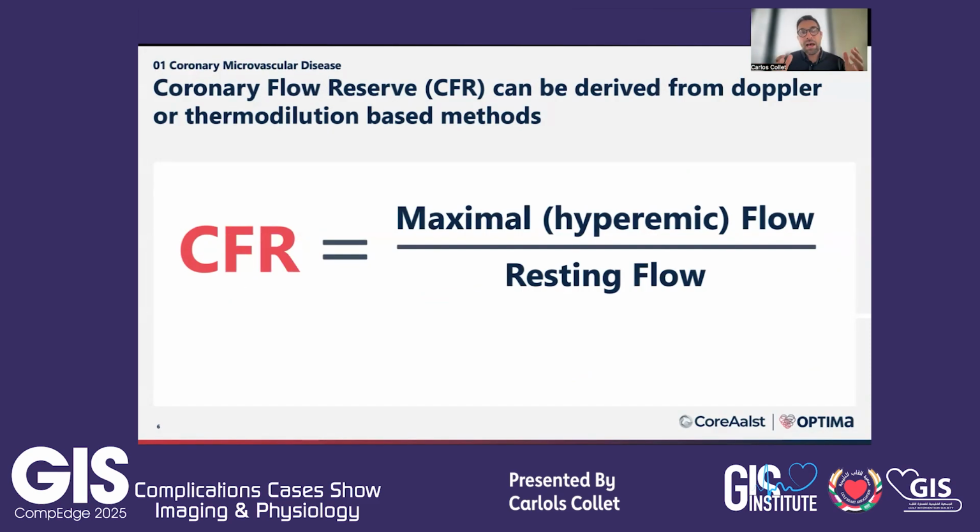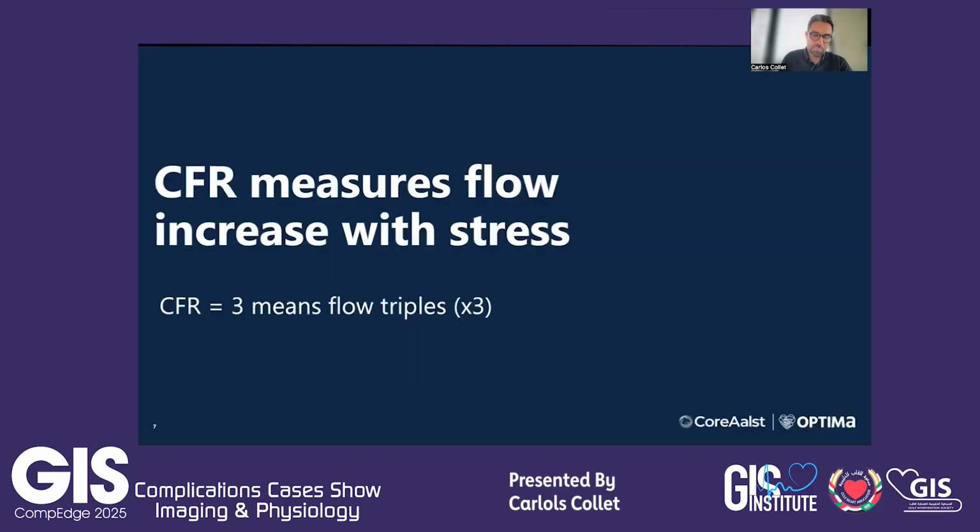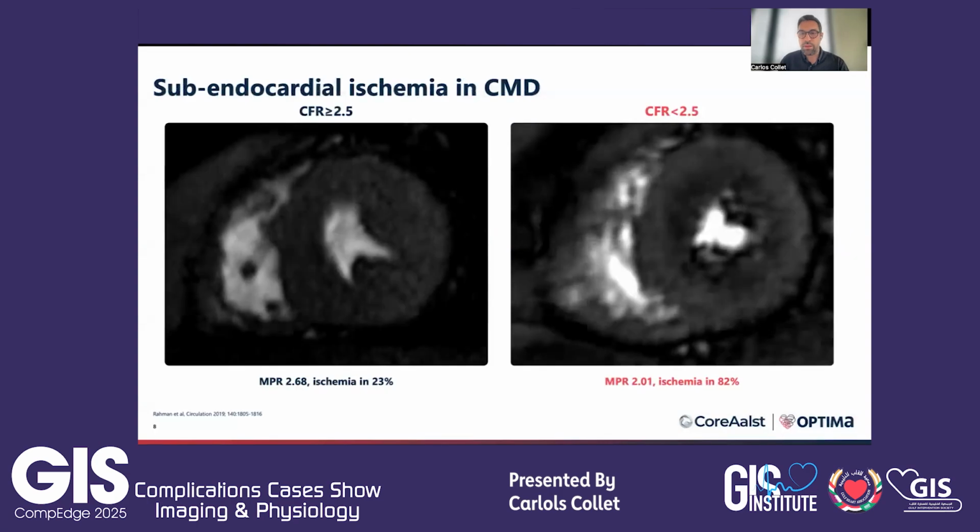Now, the number of times that the blood flow increases after the dilatation of the microcirculation can be quantified in something that we call CFR, which is basically maximum flow divided by resting flow. CFR measures exactly the number of times that the flow increases, and a CFR of 3 basically means that the flow triples from baseline to hyperemia.